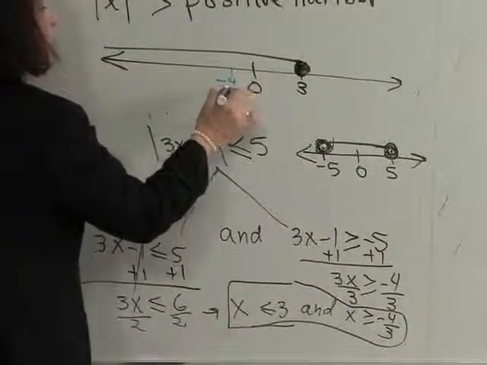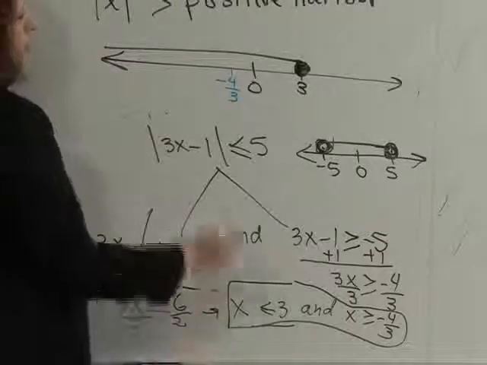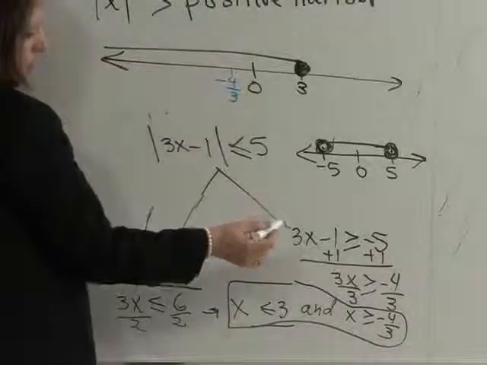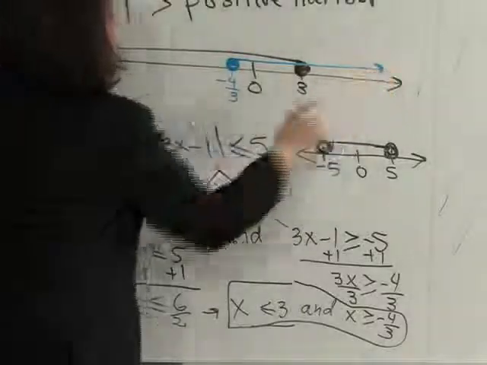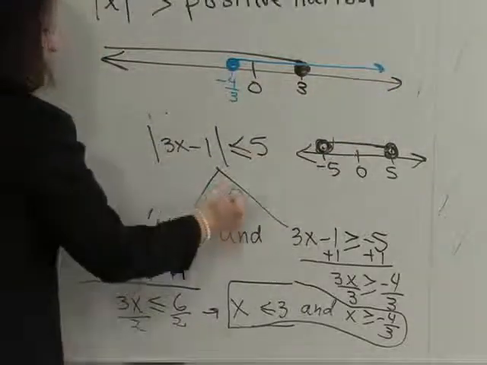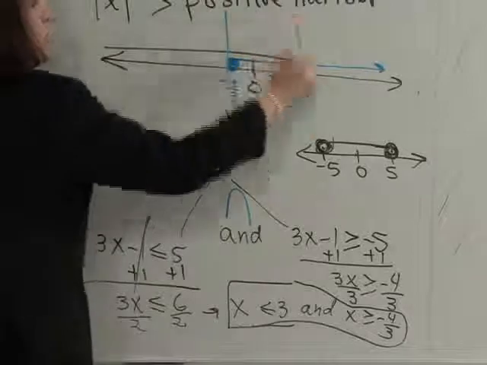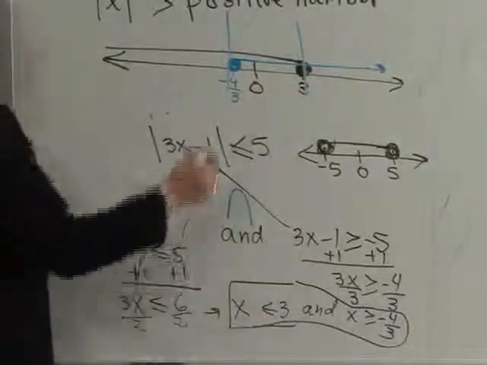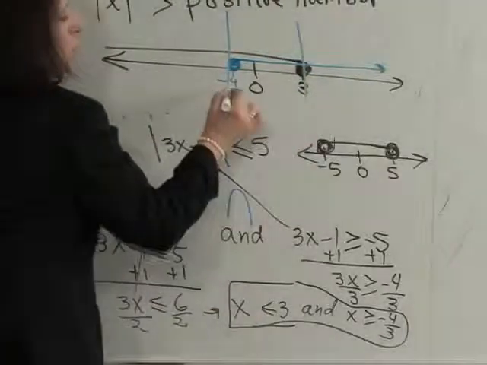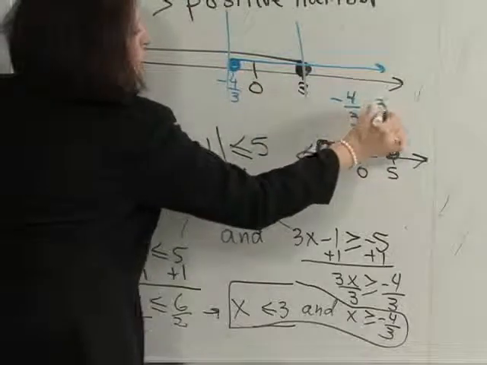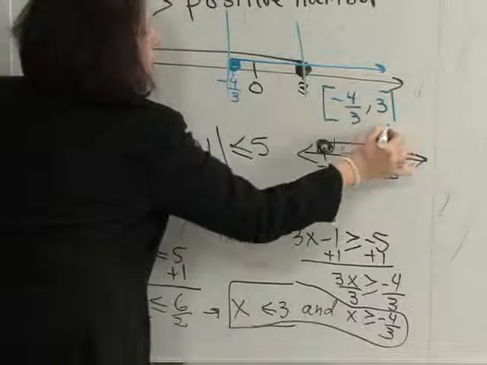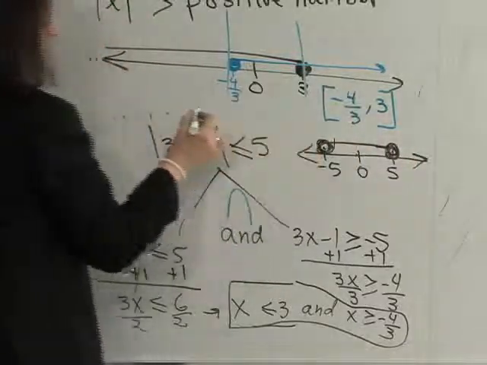So let's say the negative 4/3 is right here, negative 1 1/3. And it's greater than or equal to, so we're going to shade it in. Greater than, we go to the right. And because "and" means intersection, we're going to take the intersection between them. So the solution will be negative 4/3 to 3, including both ends. So that would be the interval notation.